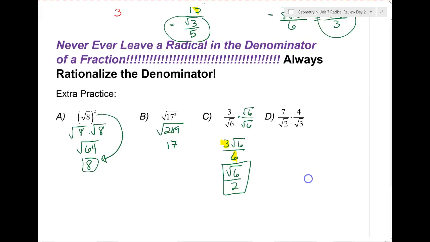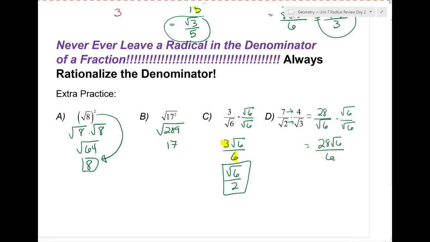All right, last but not least, let's do this last one here. Make sure you multiply across, my friends. 7 times 4 is 28. Root 2 times root 3, that's the square root of 6. Now, what do we do? We rationalize the denominator by multiplying by the radical in the denominator. So I get 28 root 6 over 6.